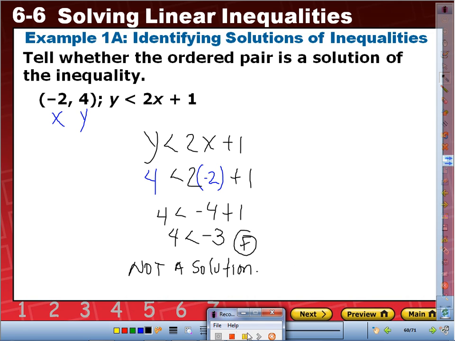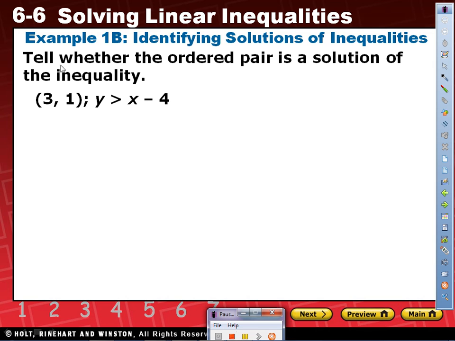Example 1B. You don't have to copy the text now. You already have the instructions. Just copy example 1B. Here's your ordered pair, 3, 1, in your inequality, y greater than x minus 4. Let's do this one together.